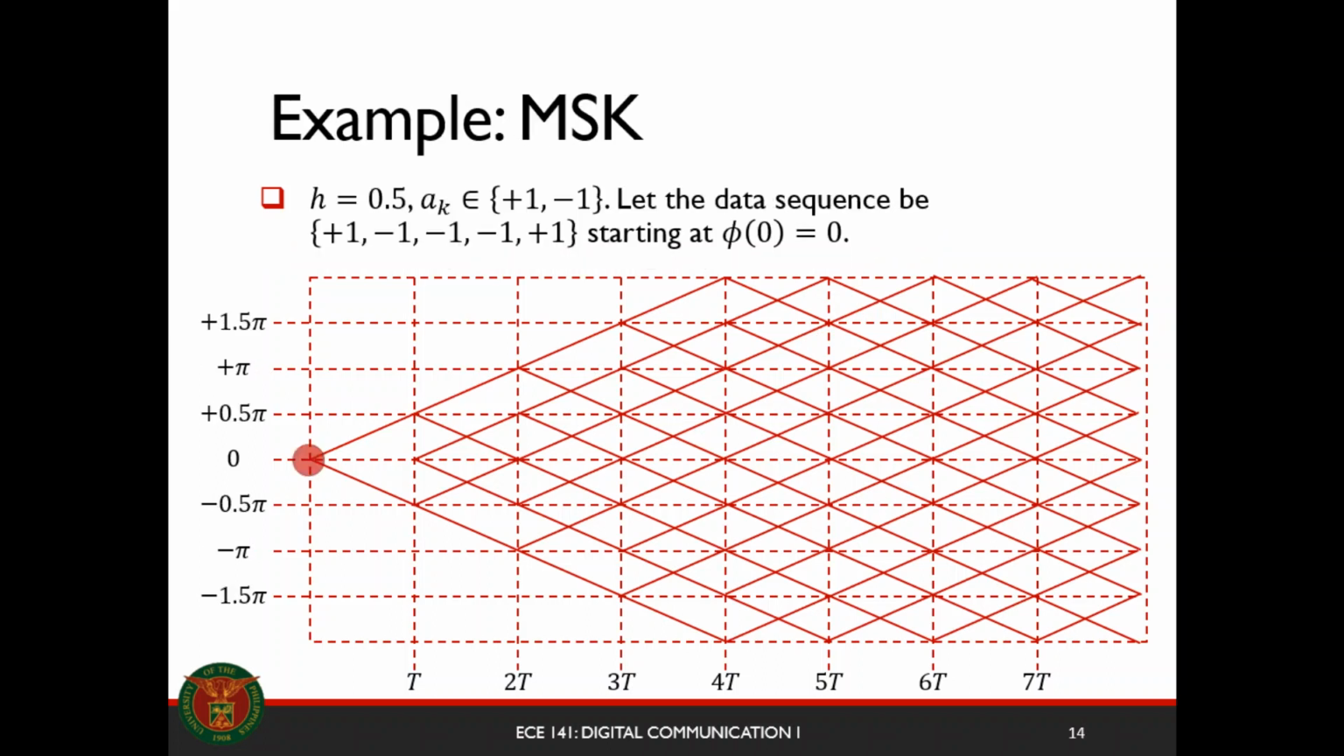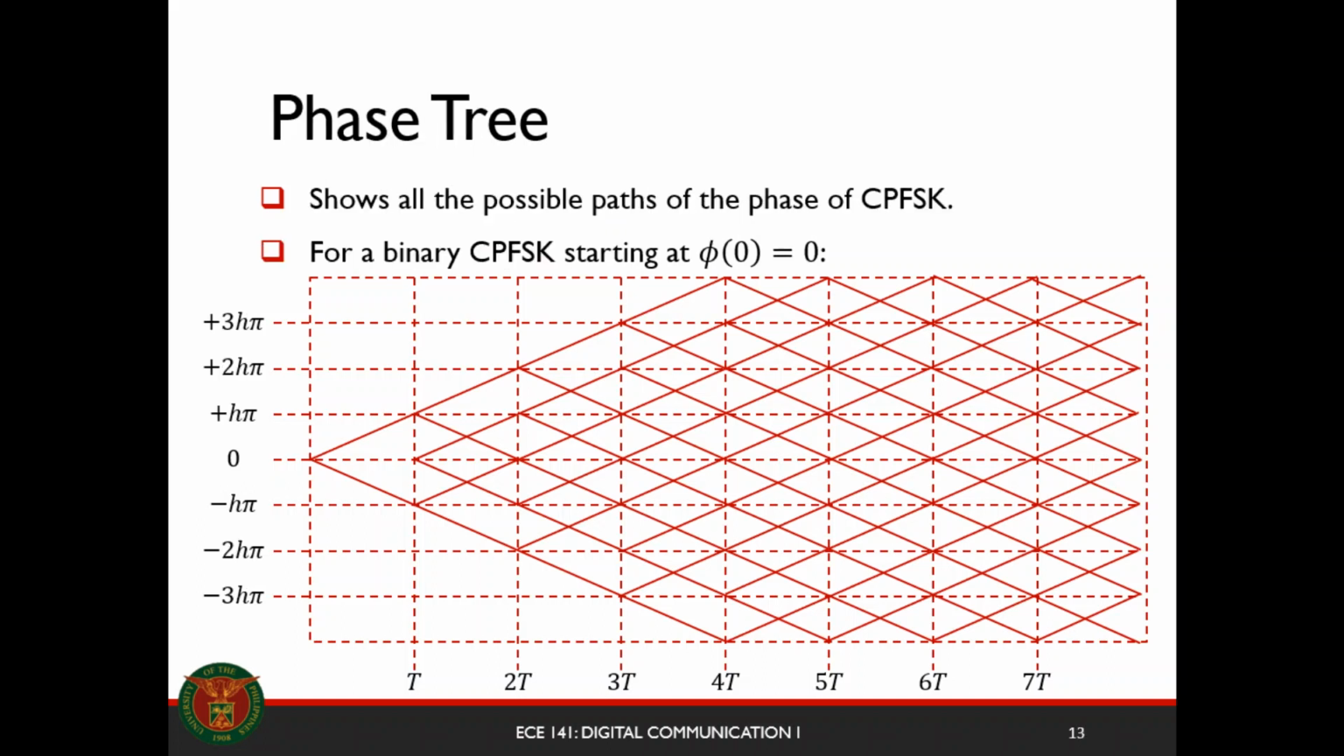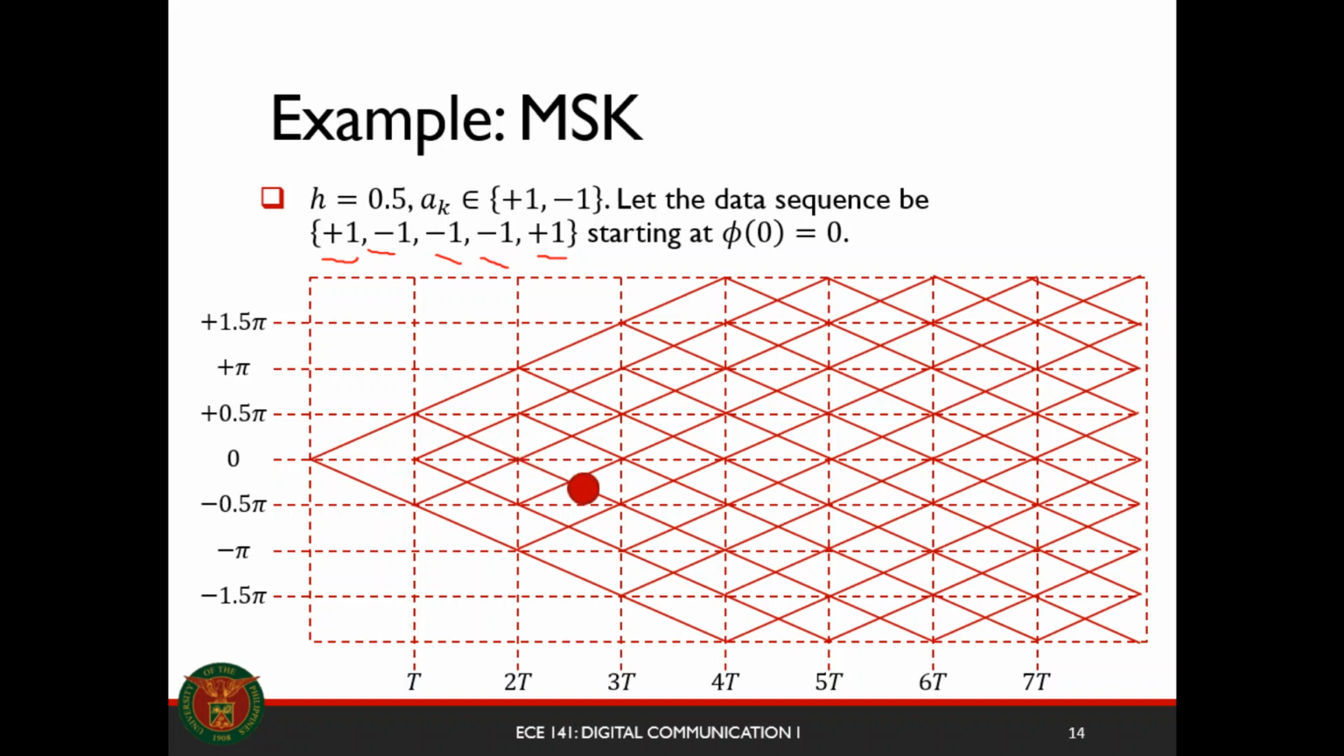So for example, for your MSK that has a data sequence +1, -1, -1, -1, +1, what happens is, starting from 0, we increase the phase from 0 to 0.5 pi. So that's from here to here, and then decrease, decrease, decrease, and then increase. So this is an example of your phase tree. So there you go. It will just keep on repeating in this slide.